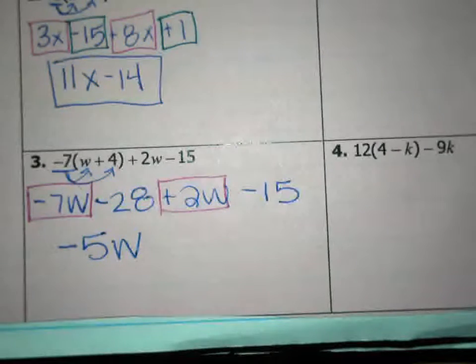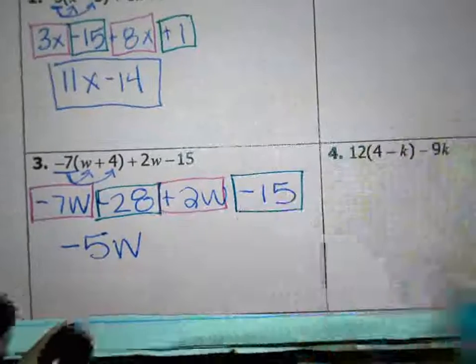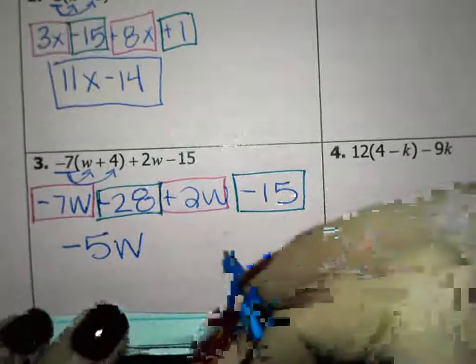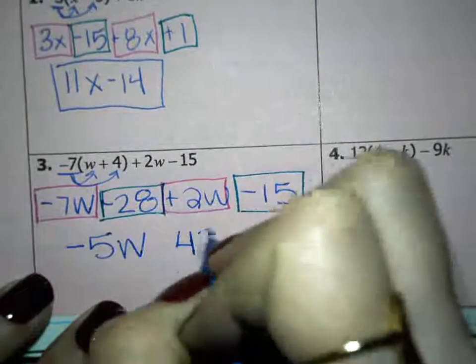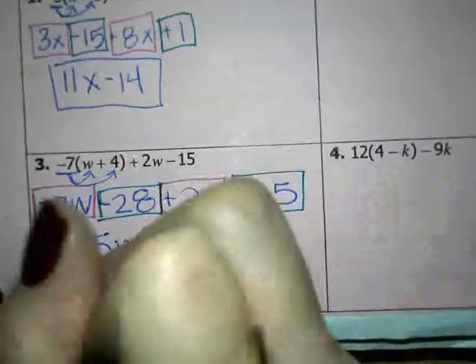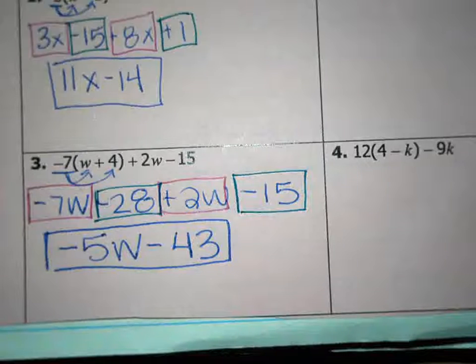What's the next term that I should have boxed in? And what goes with negative 28? Negative 15. Do not forget your integer rules. Negative 28 minus 15 gives me what? Negative 43. So if it's a negative 43, do I write a plus 43 or a minus 43? Minus. So negative 5w minus 43 is your answer.